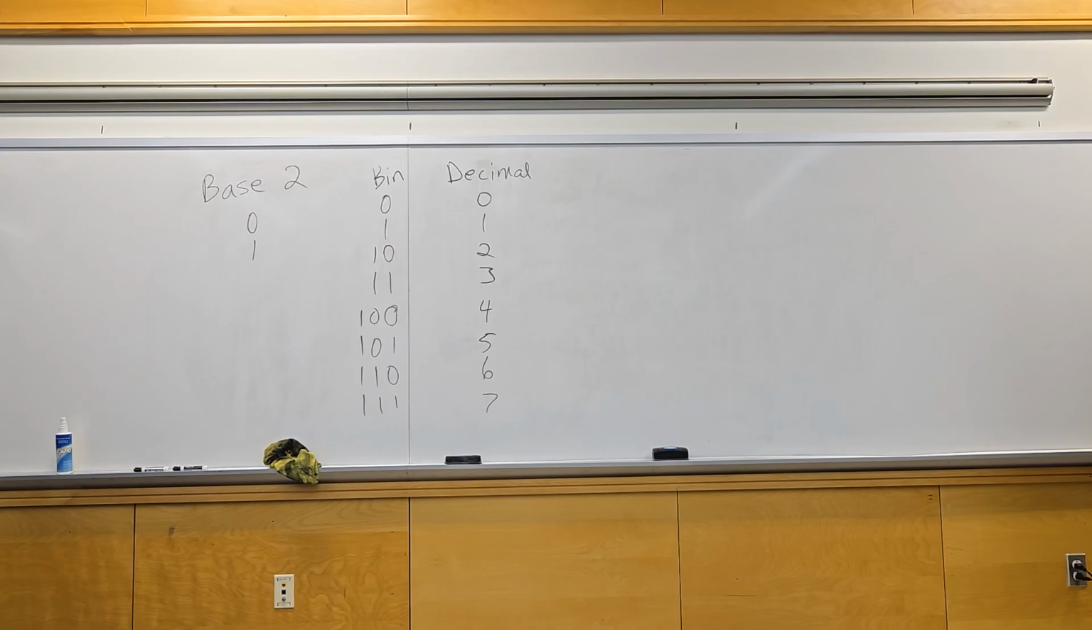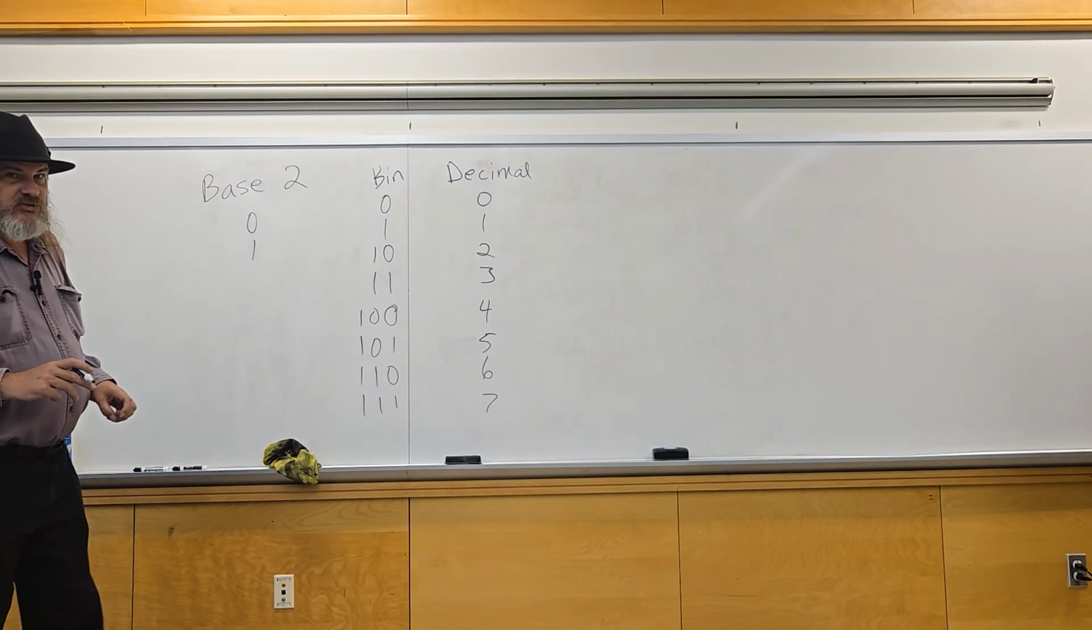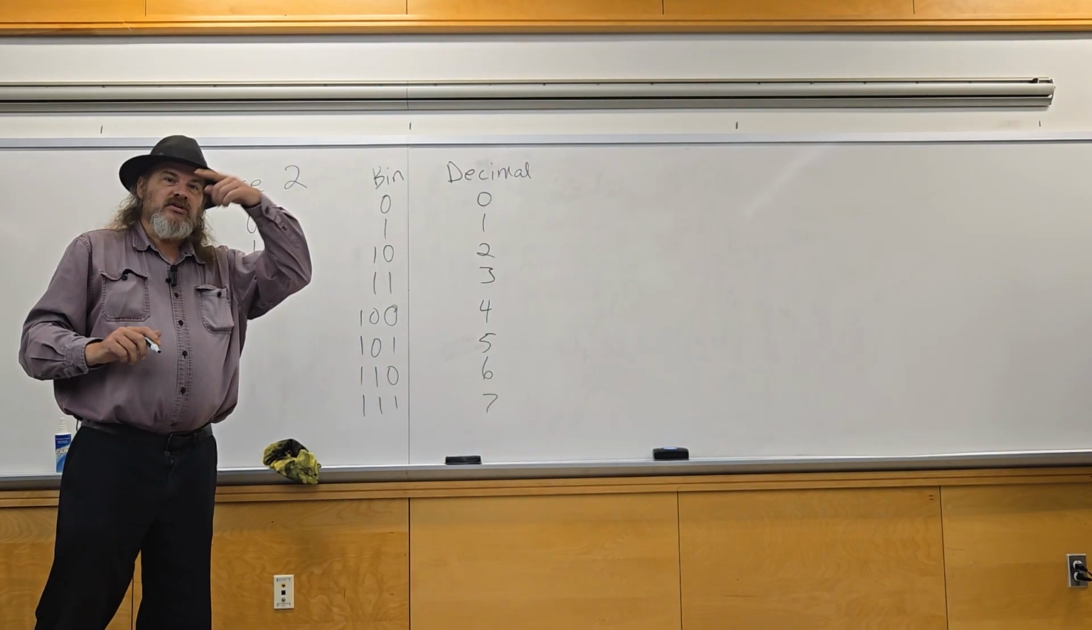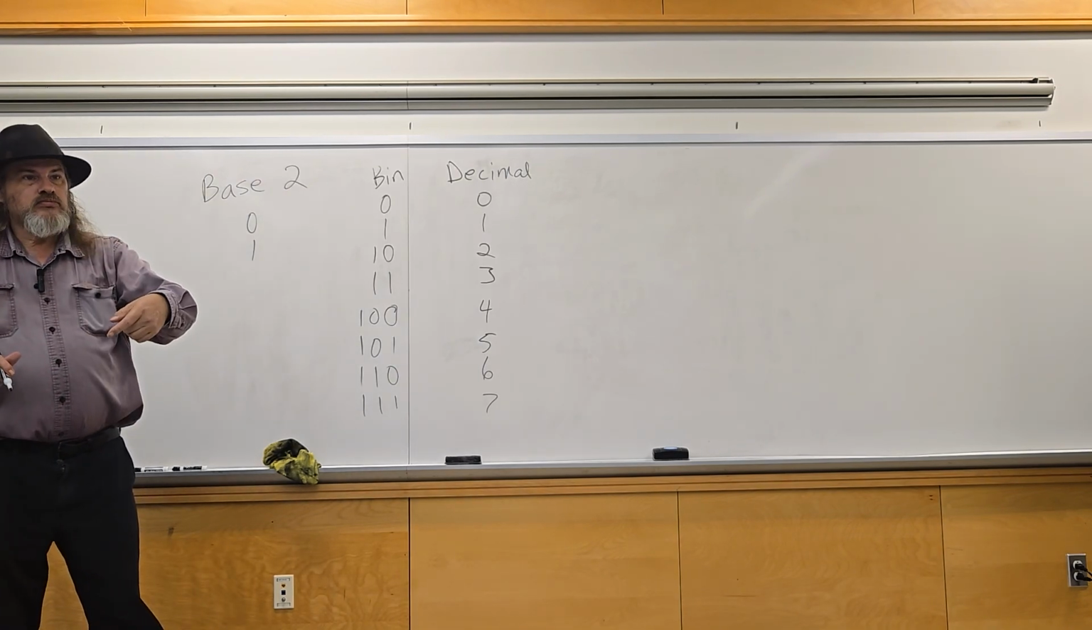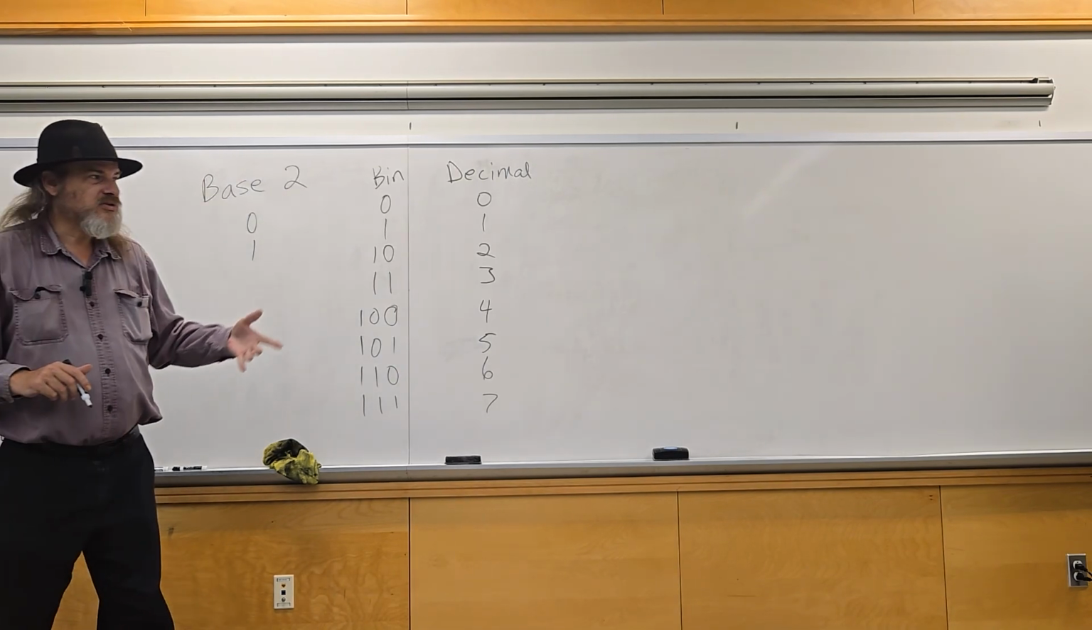Okay? Fairly simple. You just have to adjust your thinking to roll over to 0 after 1. Roll over to 0, carry the 1 into the next column.